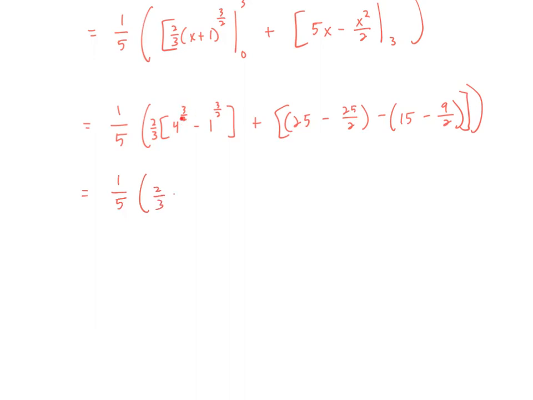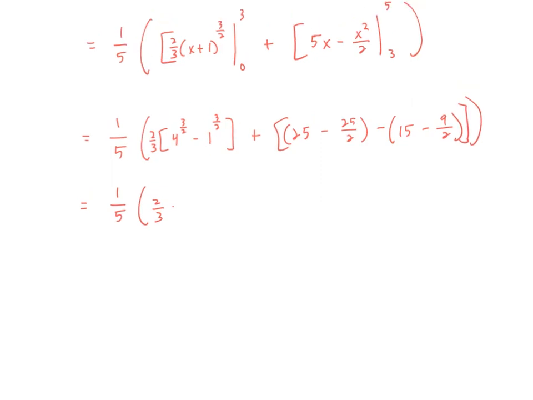Okay, 4 to the 3/2. First you do square root of 4, which is 2, to the 3rd is 8, and then minus 1, so that's 7. And then 25 over 2. Actually, we'll do it this way. 25 minus 15 is 10. And then this is negative 25 over 2 plus 9 over 2, which is negative 16 over 2, which is negative 8. So those two are 10 minus 8, which is 2.